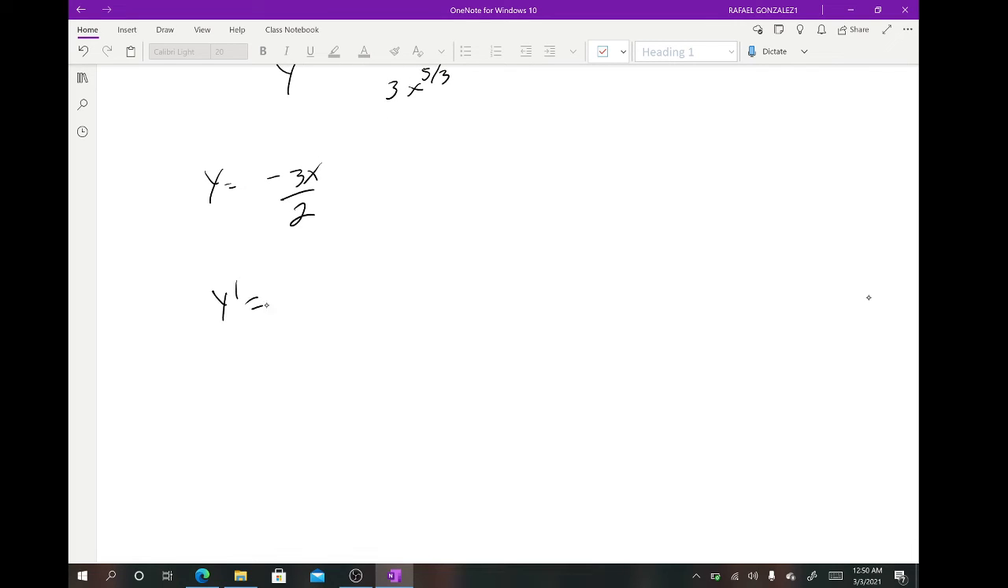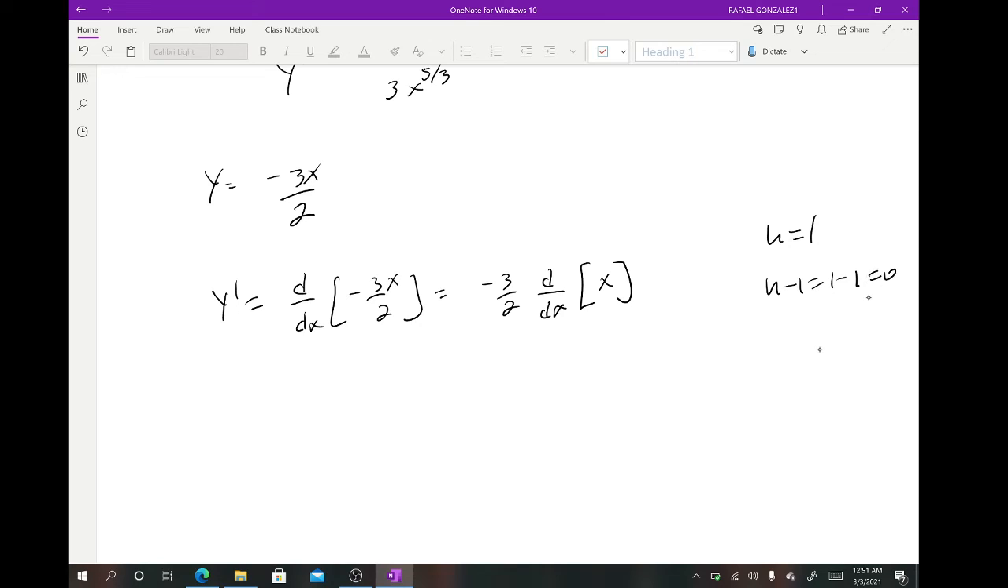So that means that y prime is going to be equal to d dx of minus 3x over 2, which is the same thing as, again, you could pull out the minus 3 over 2. You will take that out of the derivative, and then you will take the derivative with respect to x of just the variable x. And this is something that we actually haven't really seen. So n here is 1, and n minus 1 is going to be 1 minus 1, which is 0. And if you remember, any number to the power 0 is just 1.